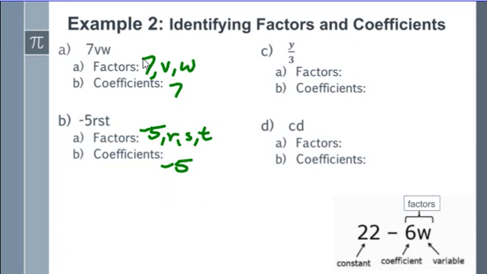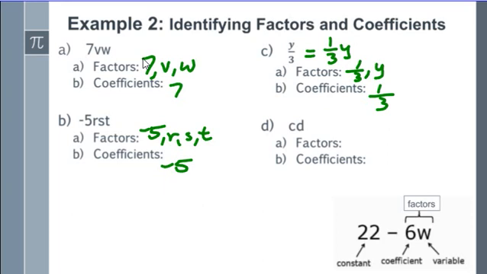And let's look at letter C. This one's a little bit tricky. I would rewrite this. This is the same thing as saying 1/3 times y. Now it's going to be a little bit easier seeing our factors. Our factors, what are we multiplying? 1/3, and we're multiplying y. And then our coefficient, what's in front of our variable? Our variable is y, so right in front is 1/3. So our coefficient is 1/3.